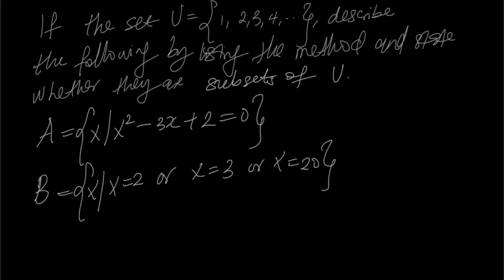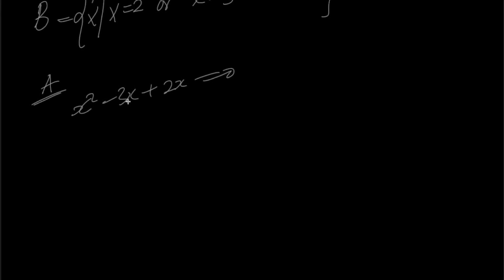If the set U is equal to this element, describe the following by listing the method and state whether they are subsets of U. The first thing we're going to do now is use the quadratic equation. That is the method we're going to use to solve this one, to actually get the value of x. Once we get the value of x, we now confirm if they are subsets of U. Two numbers which, when you add together, you have minus 3, and if you multiply them, you have 2.